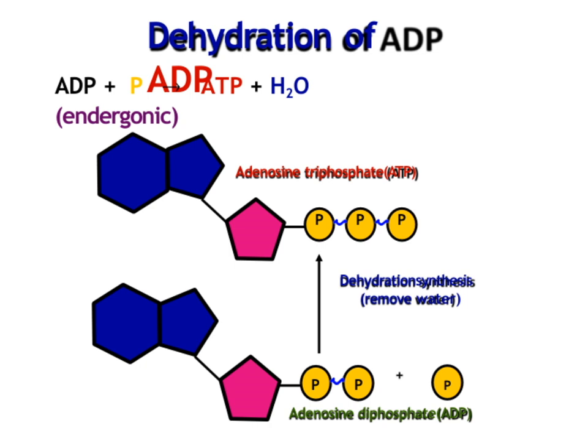It's important to note that this reaction is endergonic, meaning it requires energy input to occur. Think of it as storing energy in the bonds of ATP, which is essential for powering various cellular activities. So, when ADP gains that phosphate, thanks to dehydration synthesis, it transforms into ATP, the cell's primary energy currency. This process is fundamental to how cells store and utilize energy efficiently.